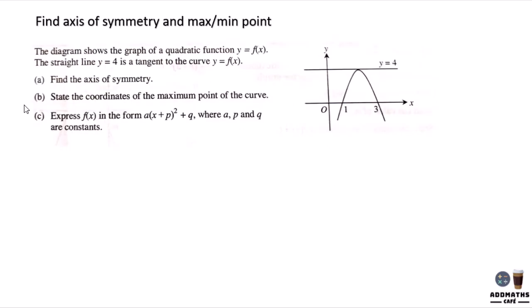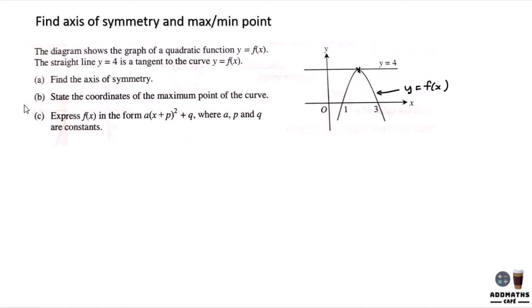Then another question says that the diagram shows the graph of quadratic function y equal to f(x). So now the question is not giving you an equation, not giving you a quadratic function. It just says that this curve is called y equal to f(x). And the straight line y equal to 4 is a tangent. Tangent means touch at one point, which is at the maximum point. Find the axis of symmetry.